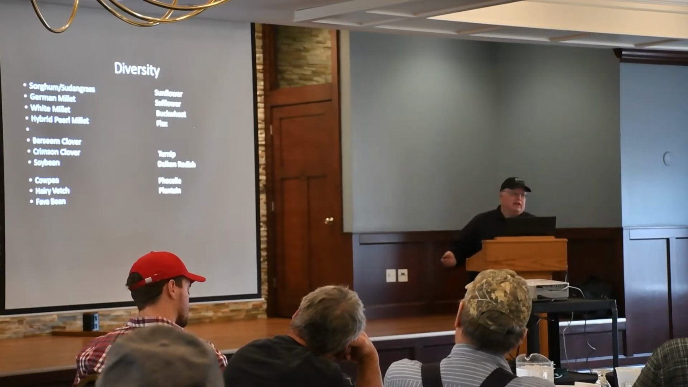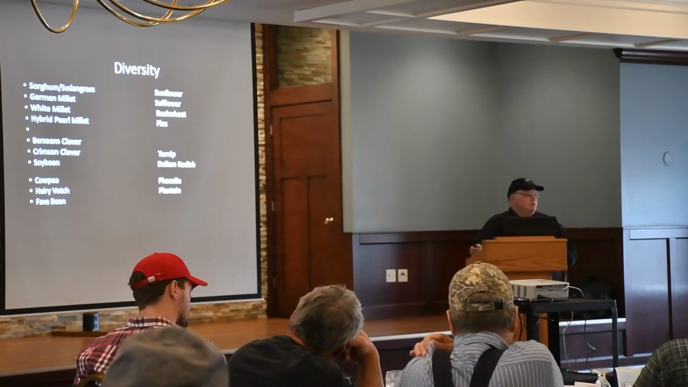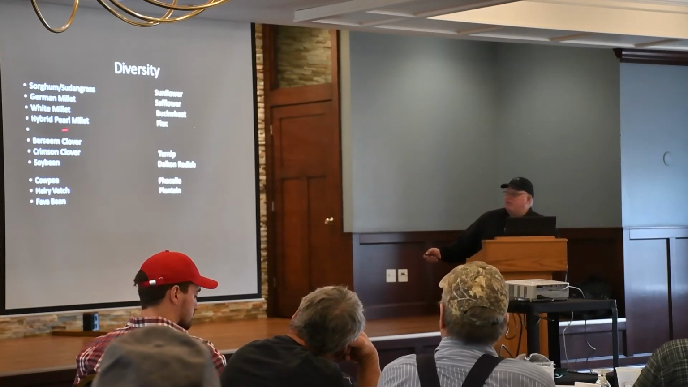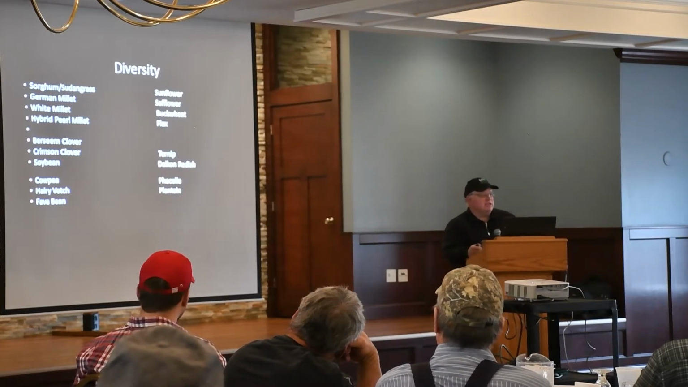Hybrid pearl millet can grow well on only 2 inches of moisture. We put that in the mix because I'm in a dry environment. I've got a bunch of different brassicas in here. Notice I have soybeans. I do not grow soybeans as a cash crop.